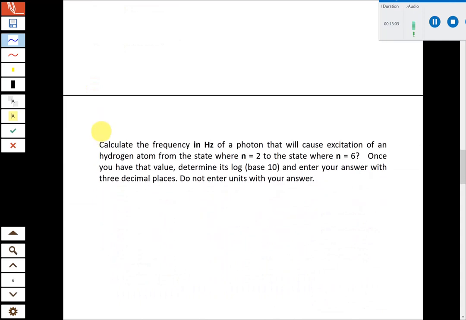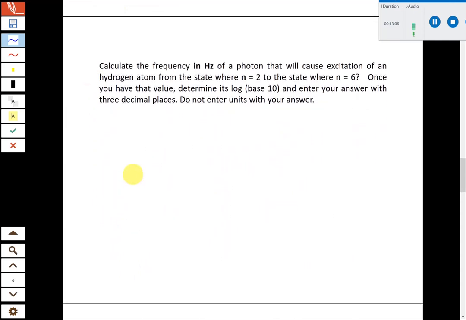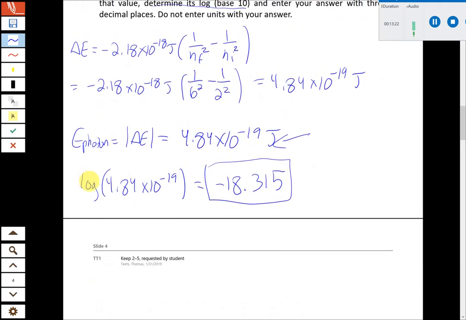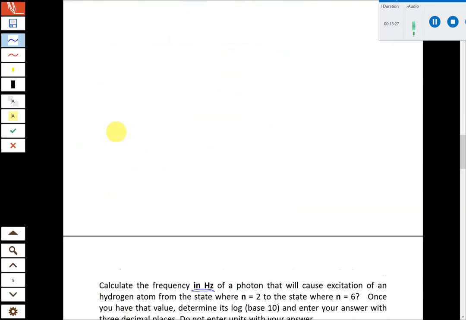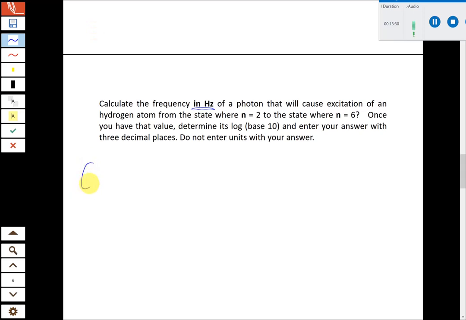Now the other thing we can ask about is either the frequency or wavelength of the photon. So this is the exact same problem, except this time we want to know the frequency in hertz of a photon that will cause the same excitation. Now these numbers were variable inputs. You might not have gotten 2 and 6, but here I kept them the same. So in this problem we would do the same first 2 steps. We would use the delta E equation, and then the energy of the photon being the absolute value of that. But for this one we have one additional step. So if the energy of the photon is what we determined in the last problem, 4.84 times 10 to the minus 19 joules, remember that this photon energy is related to frequency and wavelength.